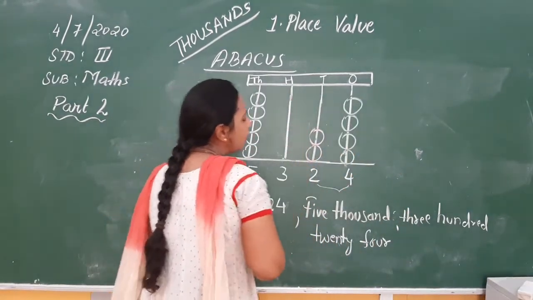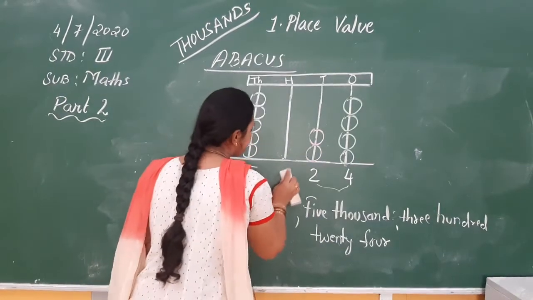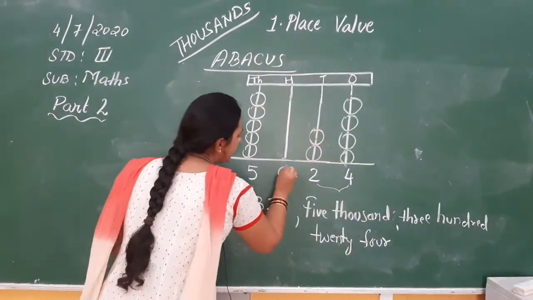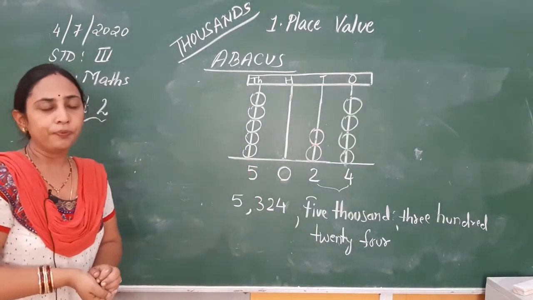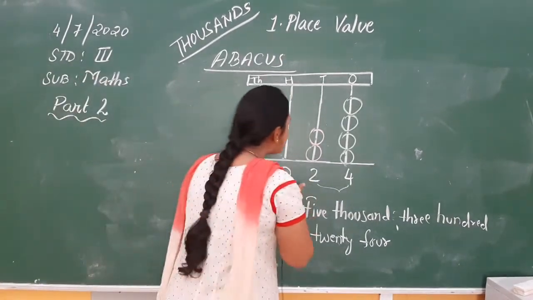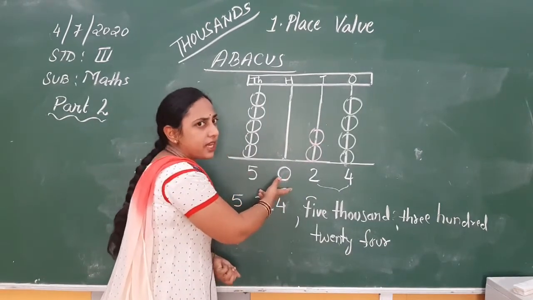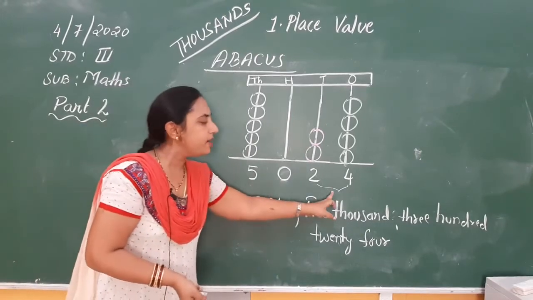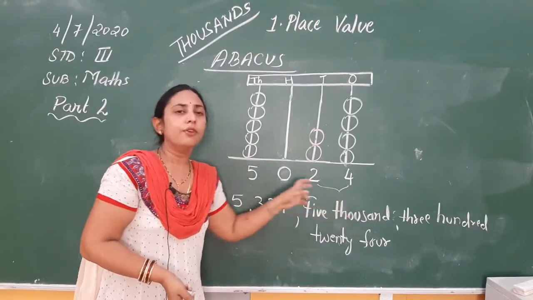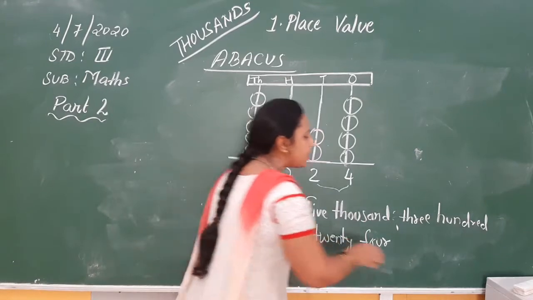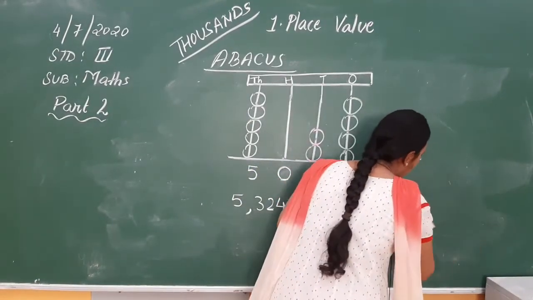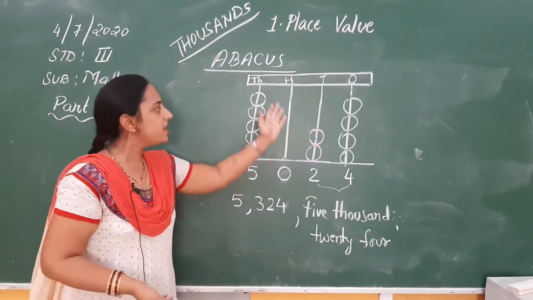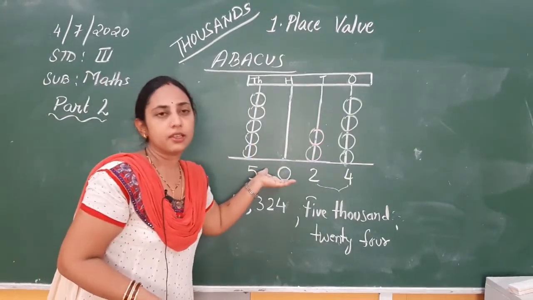Now how can we do this? How to read that? So here in the hundreds place there is nothing, 0. Now how will we read? As there is nothing in the hundreds place, we will read only 5,024, right? We will read 5,000. So there is no hundreds, so directly we will go to 24 because there is nothing in the hundreds place, right?